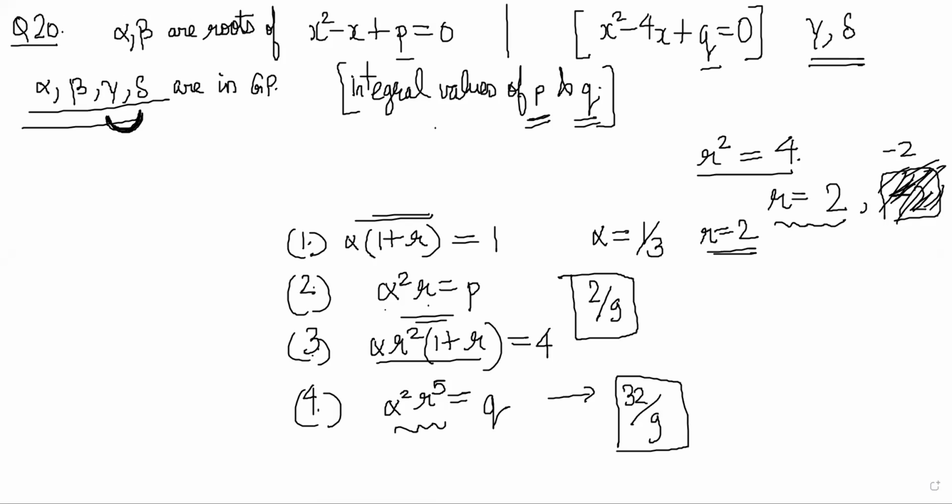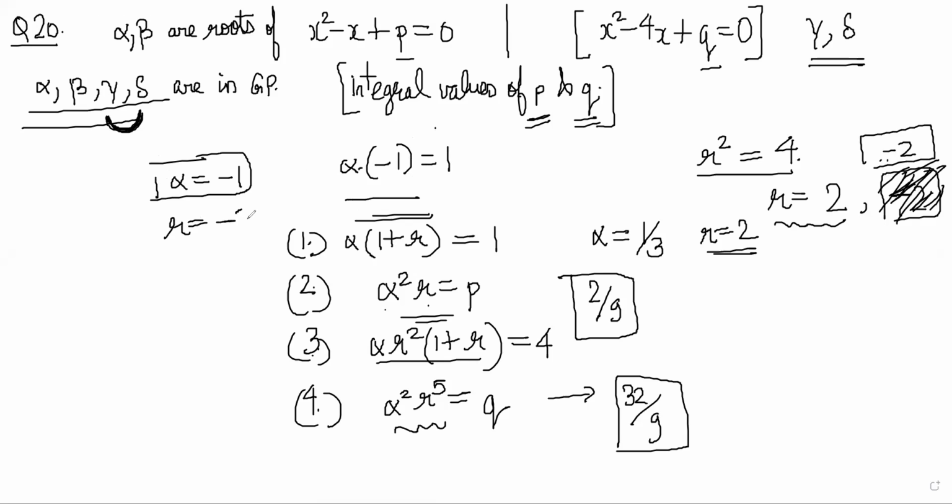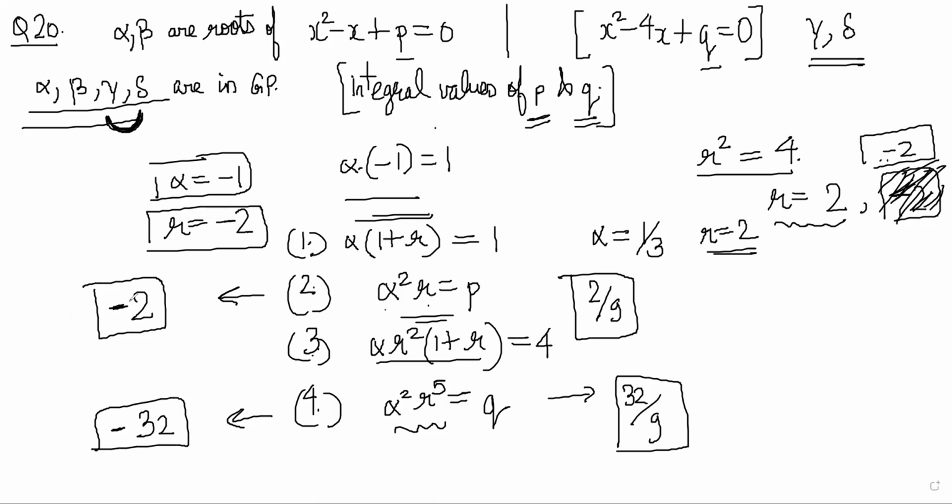Okay, so maybe let's check the negative ones. You'll still get the same thing, right? No, we won't get the same thing actually. See, R is equal to minus 2. If I put that, what happens? Alpha into minus 1 is equal to 1, so alpha is coming as minus 1 in that case, and R is minus 2. Then P will be an integer. It will be minus 2, and Q will be alpha square is 1 and R power 5 is minus 32. So see, one of the options has minus 2 and minus 32.